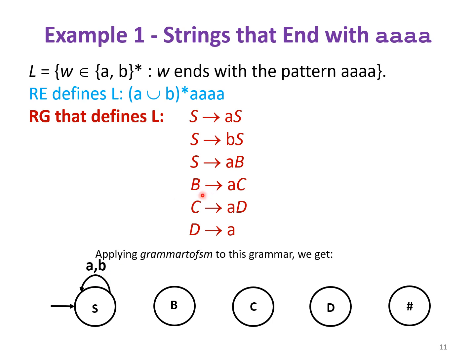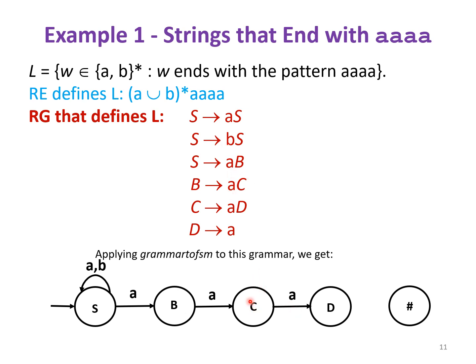Next, from S to B, a transition labeled A. From B to C, transition labeled A. From C to D, transition labeled A. So these were the 5 rules.